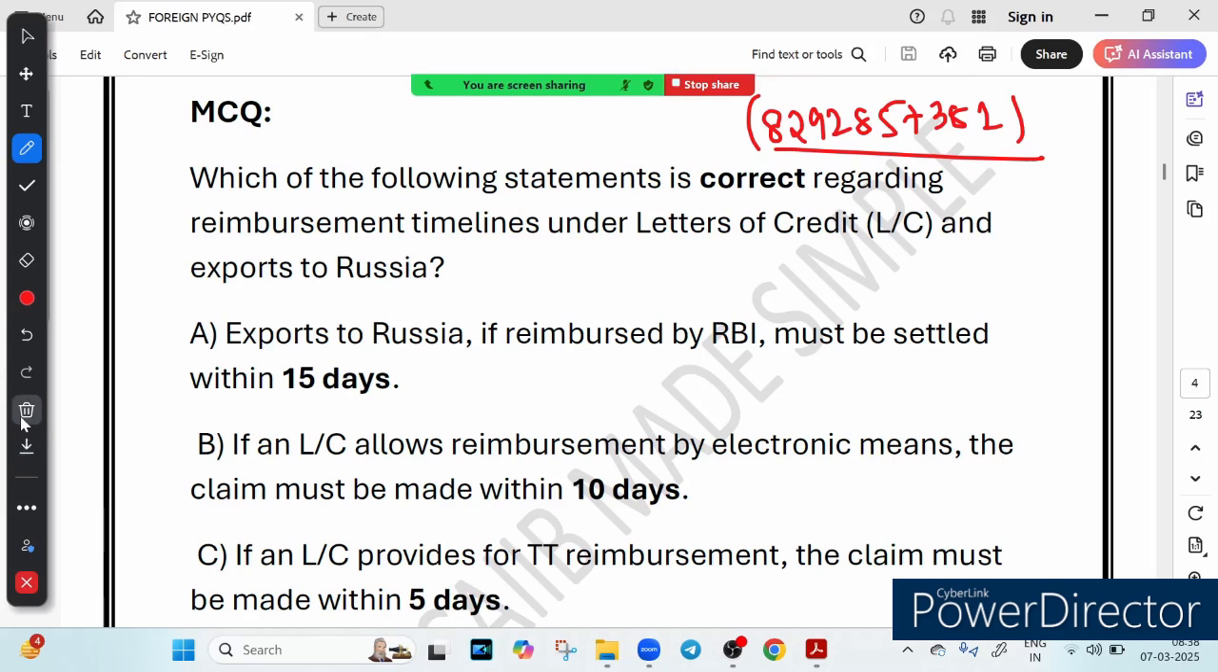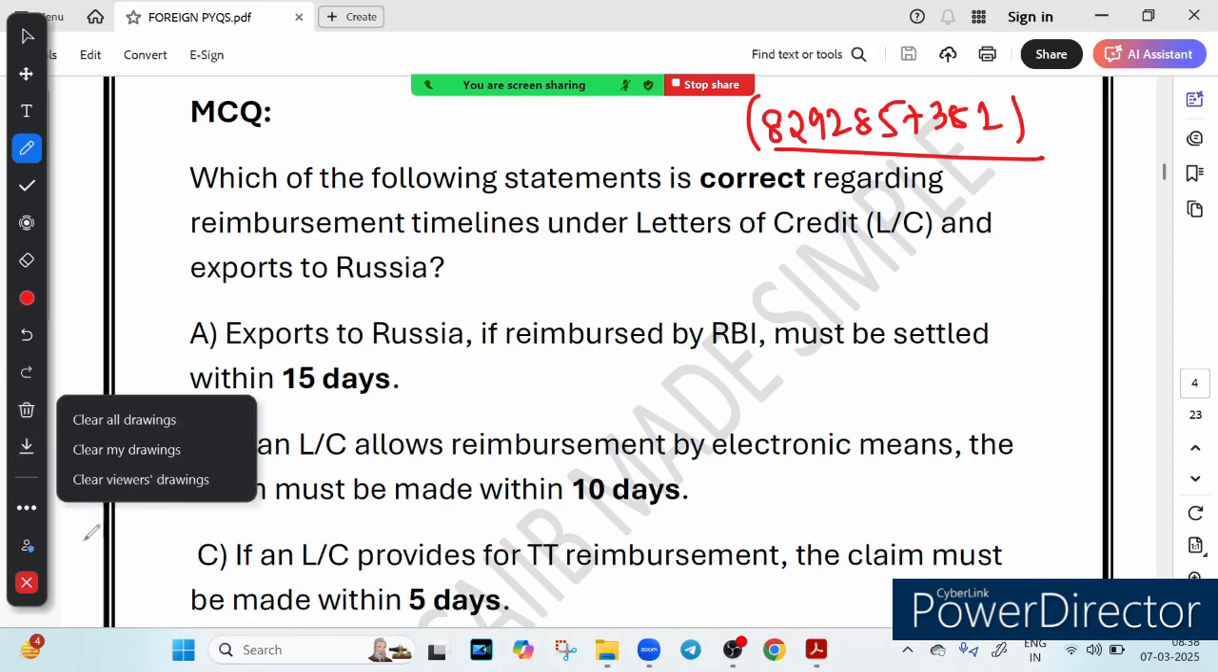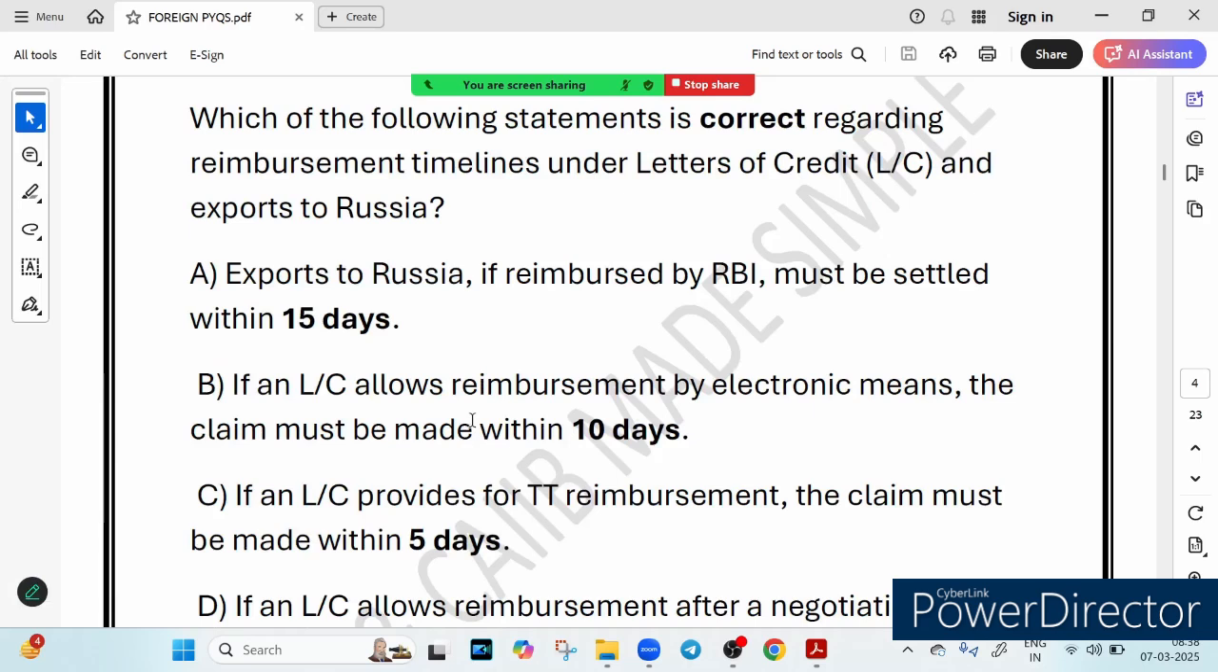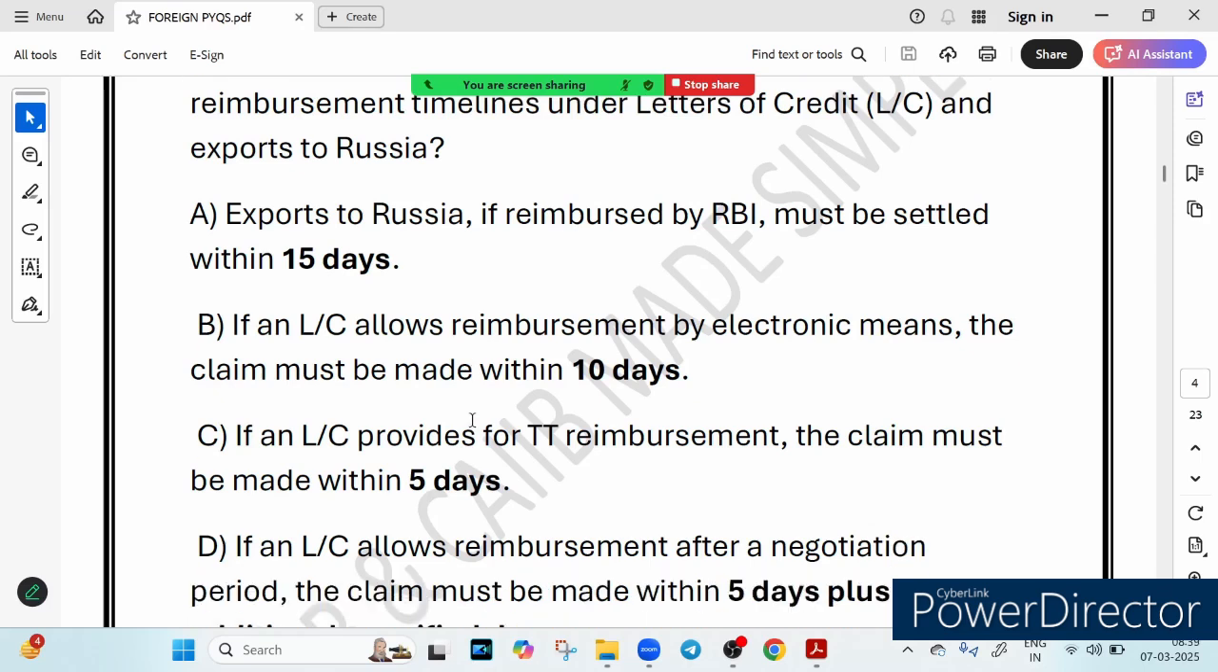Now let's continue our discussion with our next question, which says: which of the following statements is correct regarding the reimbursement timeline under LC and export to Russia? Very good question it is. Let's answer it. So basically, the options are: Option A, export to Russia, if reimbursed by RBI, must be settled within 15 days.